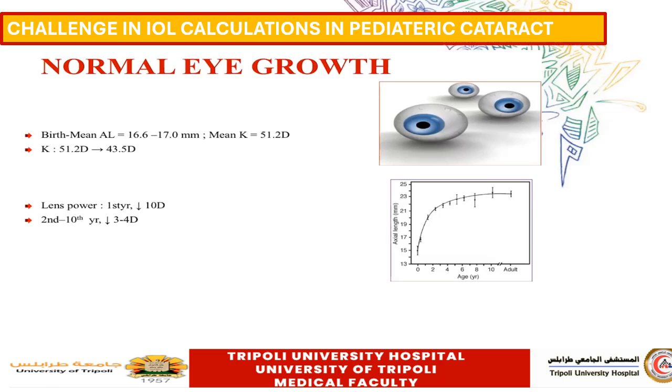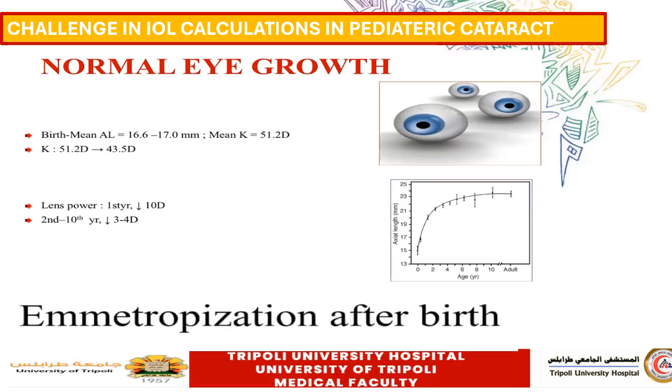23.6 millimeter. Similarly, the same changes will happen in the keratometry. When the child is born, he is born with a very steep cornea reaching a power of 51.2 diopters, and at the age of 8 years he will be around 43.5 diopters. So you can see that there is what's called emmetropization.